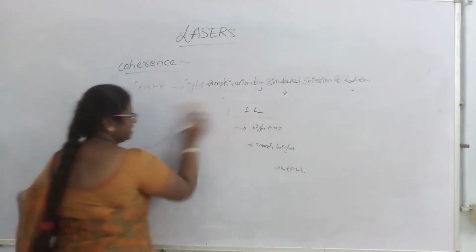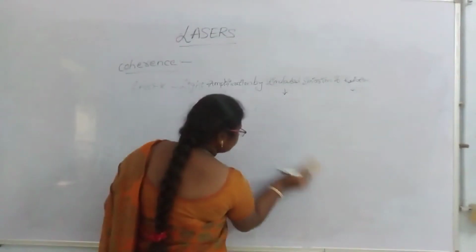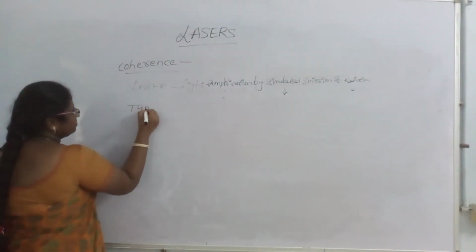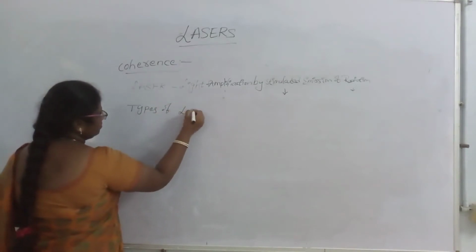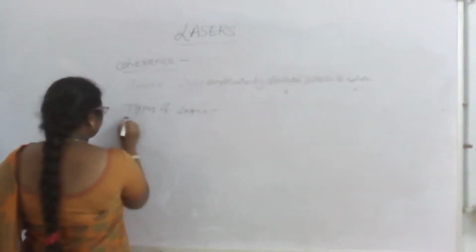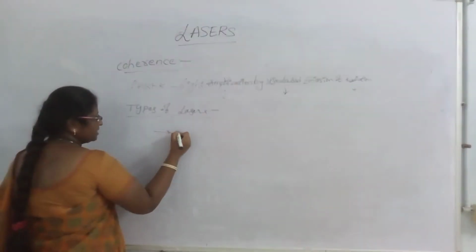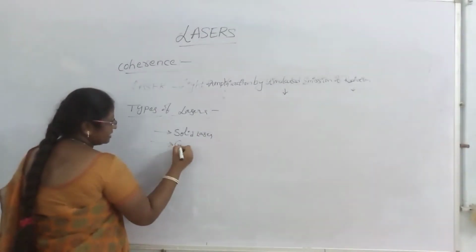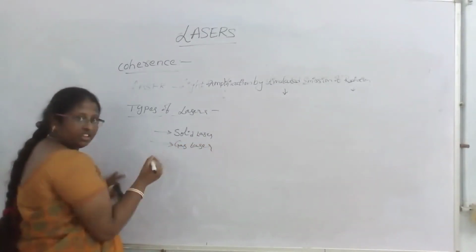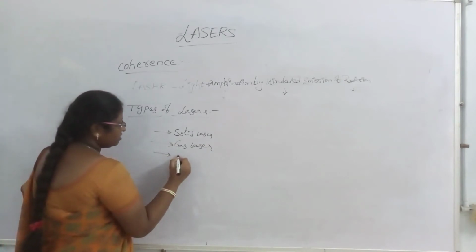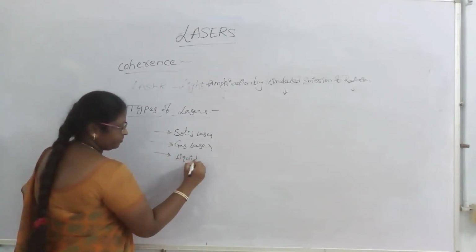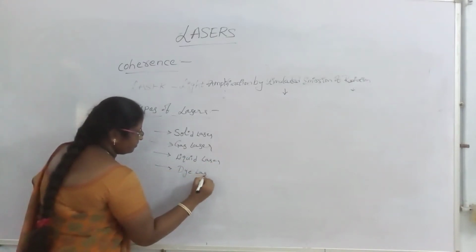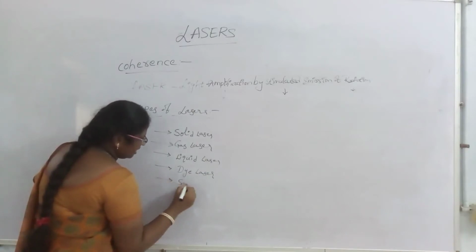After we developed the laser, scientists discovered different types of lasers. There are five types of lasers. First one is solid laser, gas laser, next one is liquid laser, next one is dye laser and semiconductor lasers.